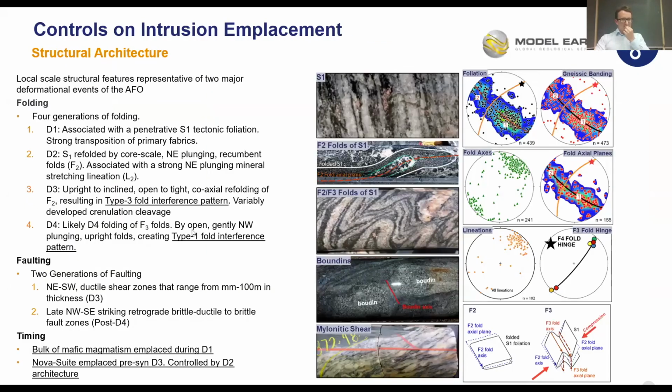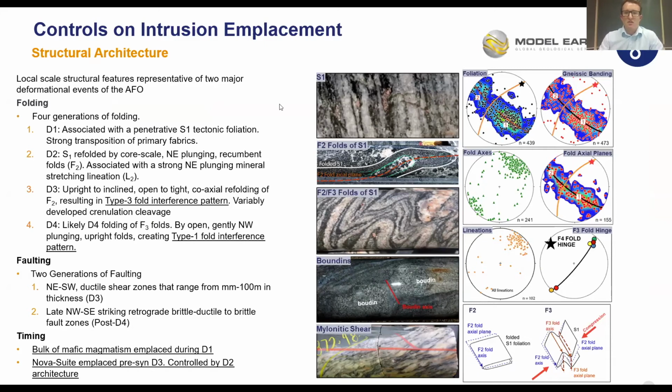So the second major set of controls that we infer at this scale is the structural controls. The Albany-Fraser Orogen has seen two major deformational events, so it's definitely a bit of a mess trying to figure out the structural architecture. That's why there's a lot on this slide. But basically we have four generations of folding.